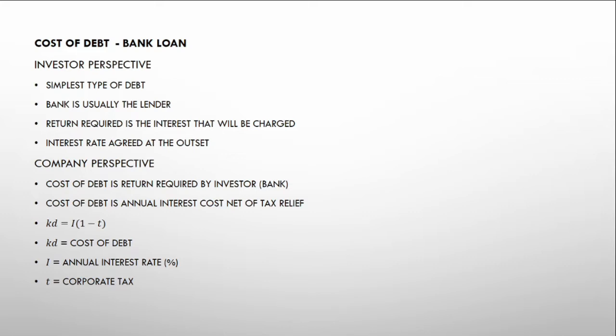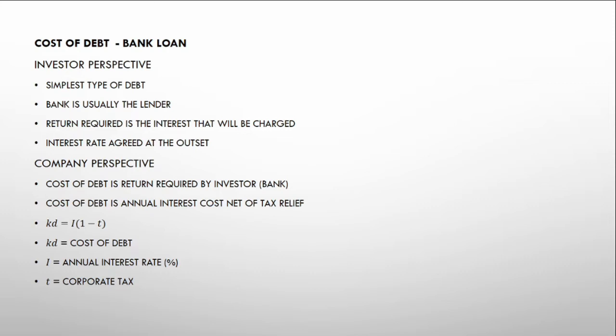So before a company takes out a loan, it will obtain the terms of the loan agreement, and it will have to sign this agreement. And in that contract or agreement will be the interest payments that the company will have to make on that loan. So the return required by the bank is the interest that it will charge on that loan. Obviously, the company will also have to repay capital amounts.